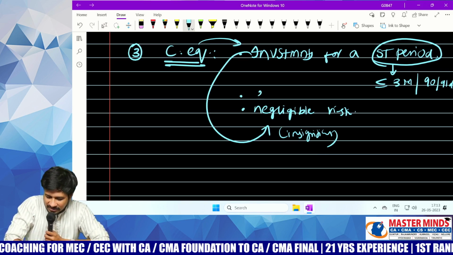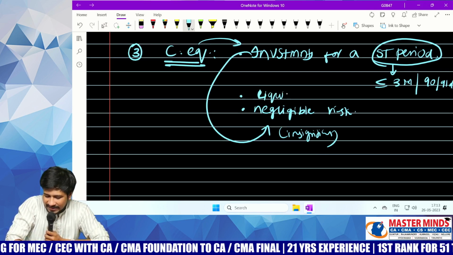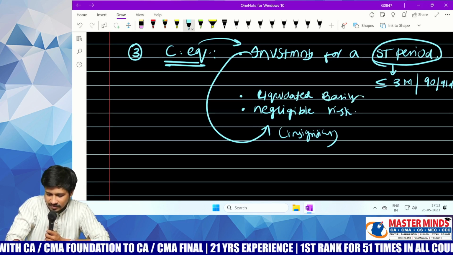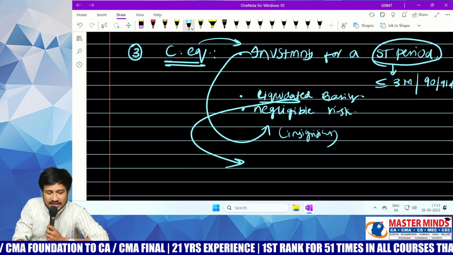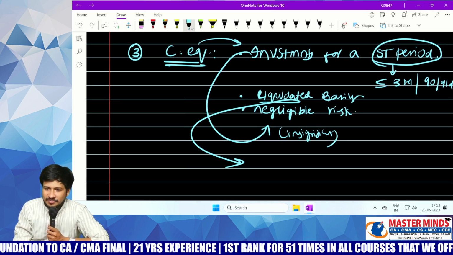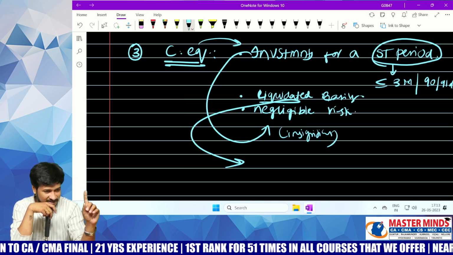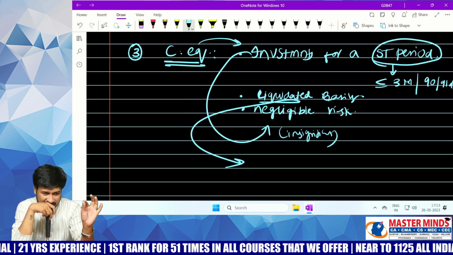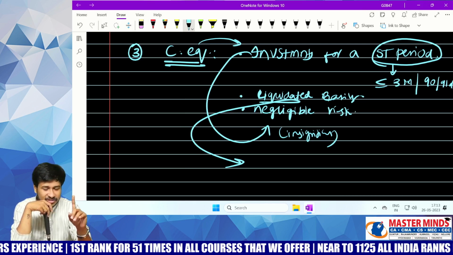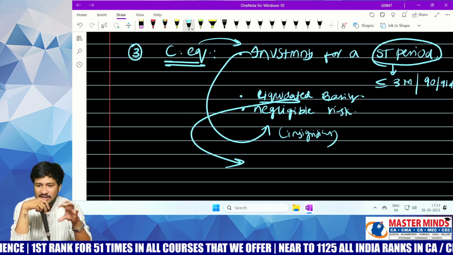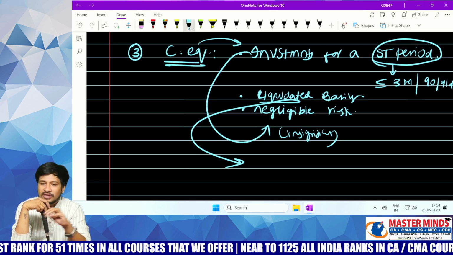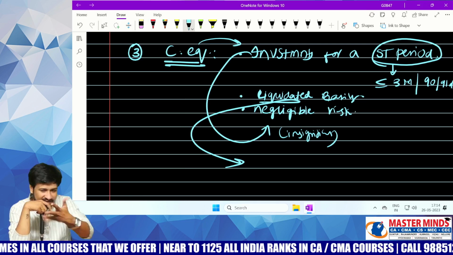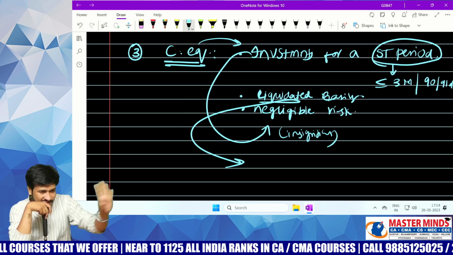And very, very important thing, it should be liquidated easily. What do you mean by liquidated? Convertible into cash. Clear everybody? So your investments should be for a period of less than or equal to 3 months and should be liquidated, that is, easily convertible into cash, and it should not have any risk. It should not fluctuate in the market. If you invest 100 rupees, more or less you have to get 100. Like 99 or 101 is okay, but investing 100 and getting 80 is always riskier. Those things will not be considered as cash equivalents.